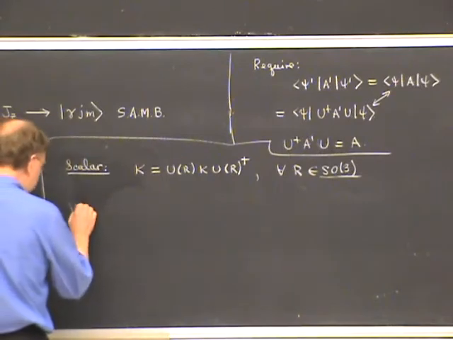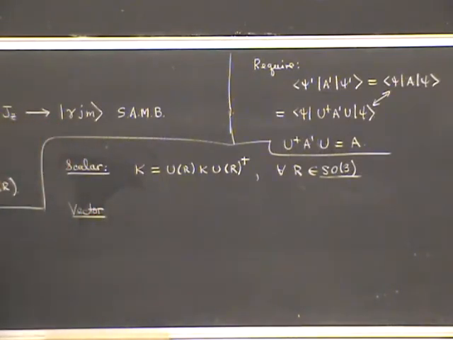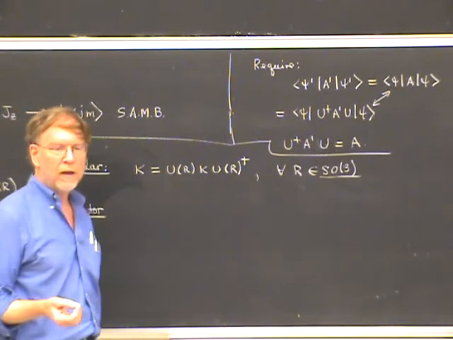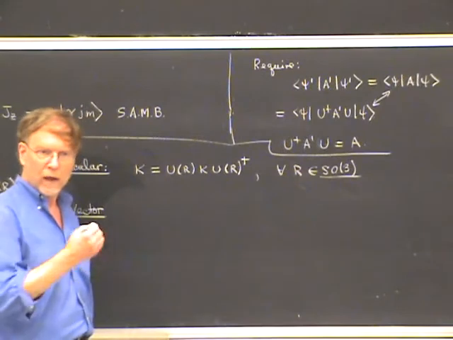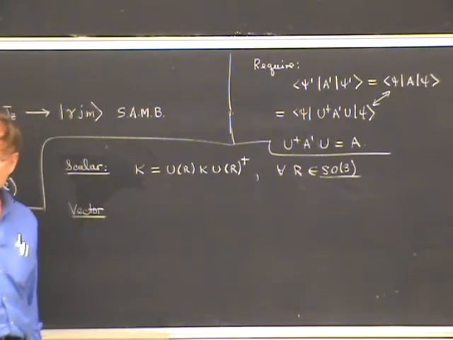Now, the next thing we'd like to define is a vector operator. A vector operator in quantum mechanics really means a vector of operators, a collection of three operators that have certain transformation properties under rotations.